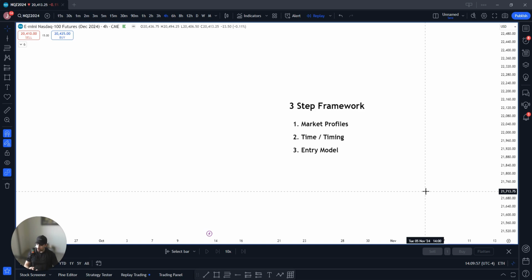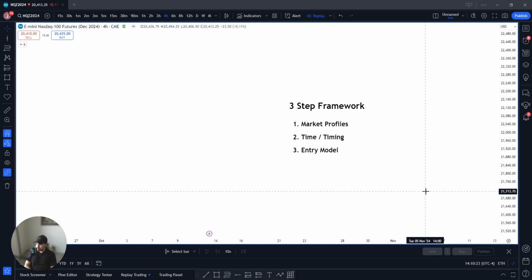And then the third and final step of this 3-step framework, that is the simplest way to apply these ICT concepts and the best way, in my opinion, is entry model. That's what everybody learns first is entry model. And that's why they fail. That's why their entry models don't work, because they don't know the timing aspect and they don't know market profiles. That's why they fail, because they learn entry model first, and that's the only thing they pay attention to. They don't pay attention to market profiles.